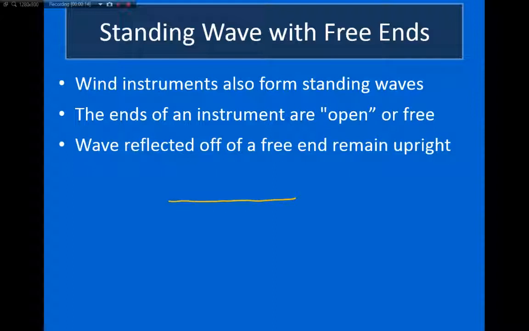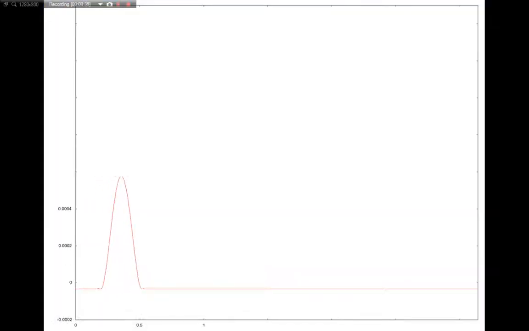So take, for example, a flute. We can treat a flute as just being like a long pipe. And we have a sound wave that travels through this. Eventually, when it reaches the end of this pipe, it gets reflected off even though there's no fixed point. This is called an open or a free end. And when a wave gets reflected off of an open or a free end, the wave remains right side up.